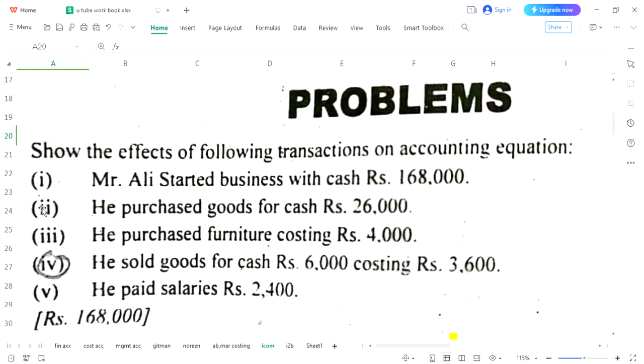Okay, the next entry, number 3: he purchased furniture costing rupees 4,000. Name is not mentioned, so it means a cash transaction. Purchased furniture. Furniture is coming in.